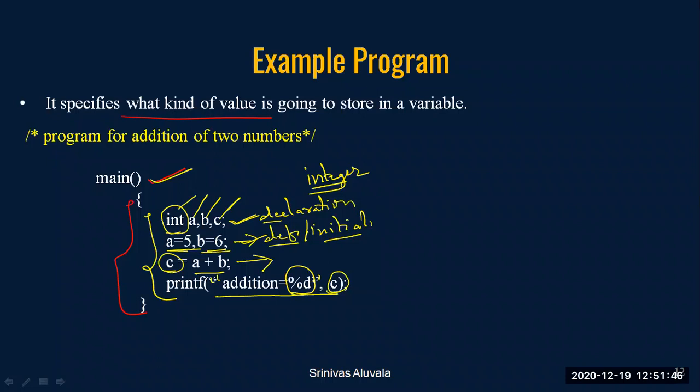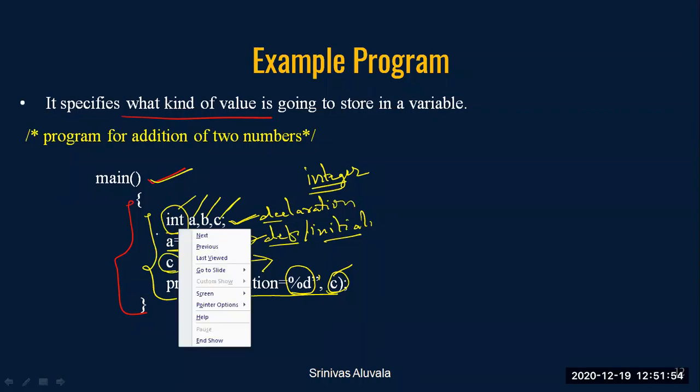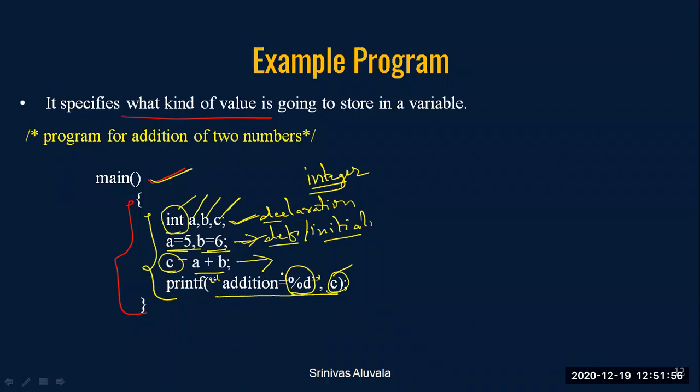What is this %d? My c is a variable which is storing a value of integer data type, and that integer data type needs to be given out. To give that integer data type, I need to specify a control string. This is called a control string or format specifier. We call it a format specifier.